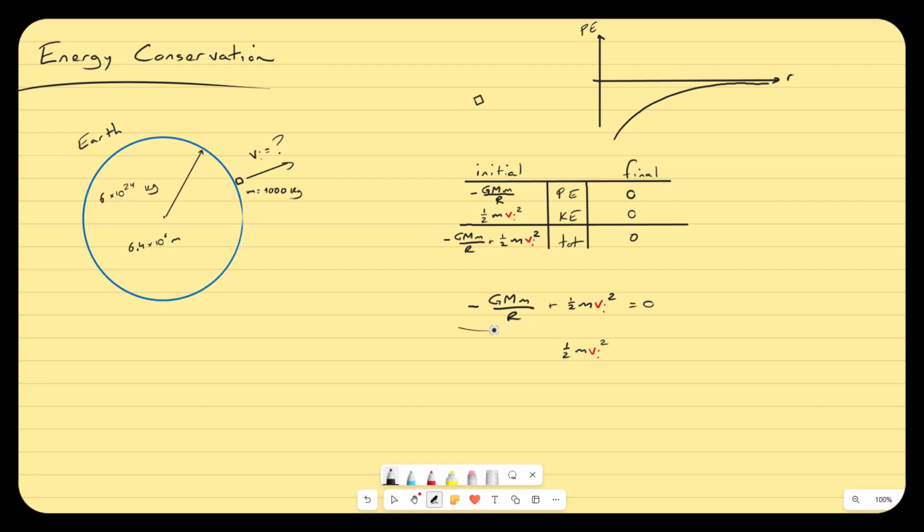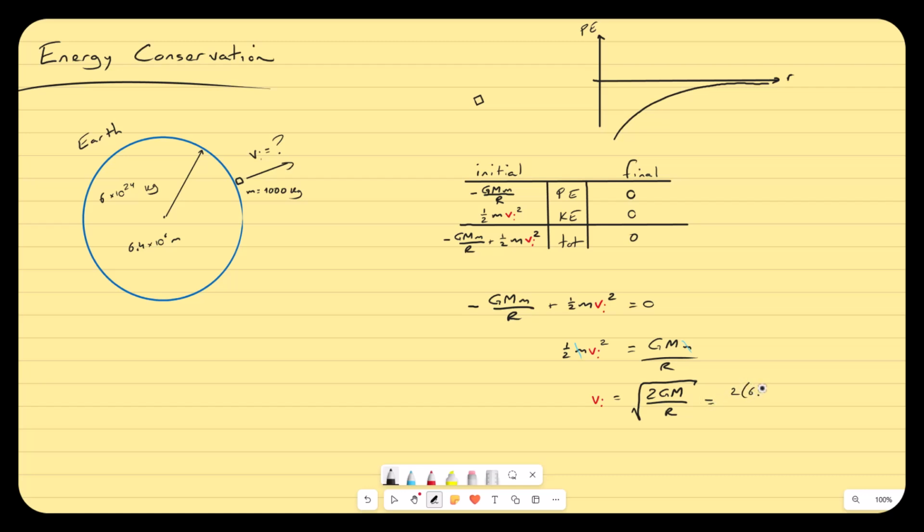I'm going to take this whole term over here and move it to the other side of the equation. So it equals G, mass of the planet, mass of the object, over r. I can cancel the mass of my object and solve for v initial. V initial is going to be the square root of 2GM over r. And now I can start plugging in.